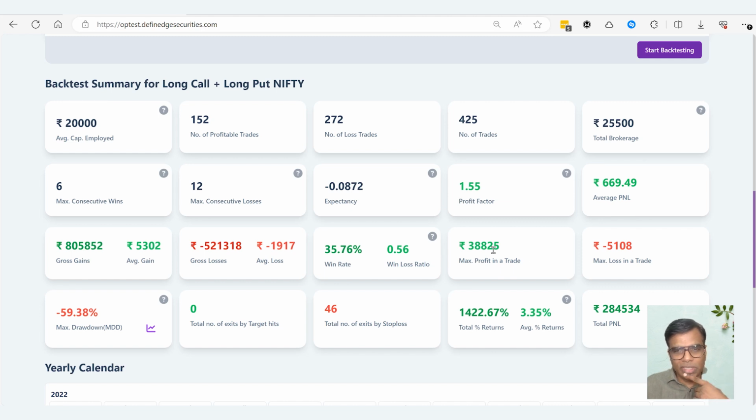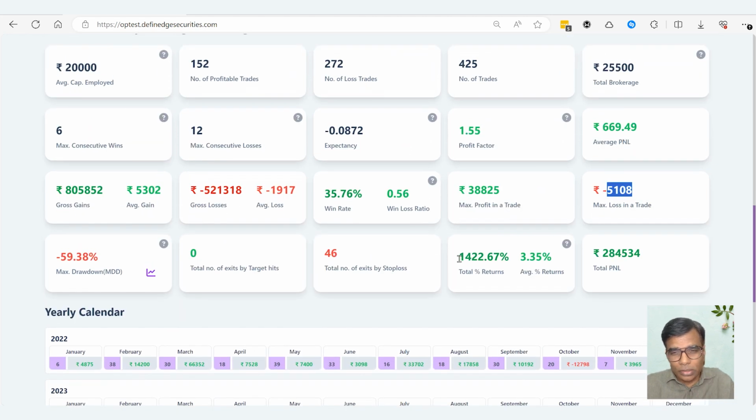Now you see these big moves that I talked about? This is what you get. But then you have to take small losses like 2,000, 1,000, or those kinds of losses. The maximum loss in a given trade was only 5,000. So that's the advantage of this trend following system using just long call and long put: you don't have undefined risk. And you got 1400% returns using this system.